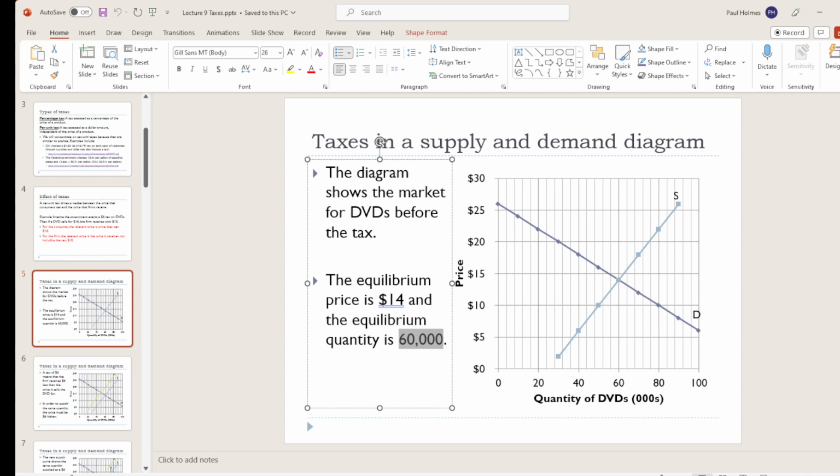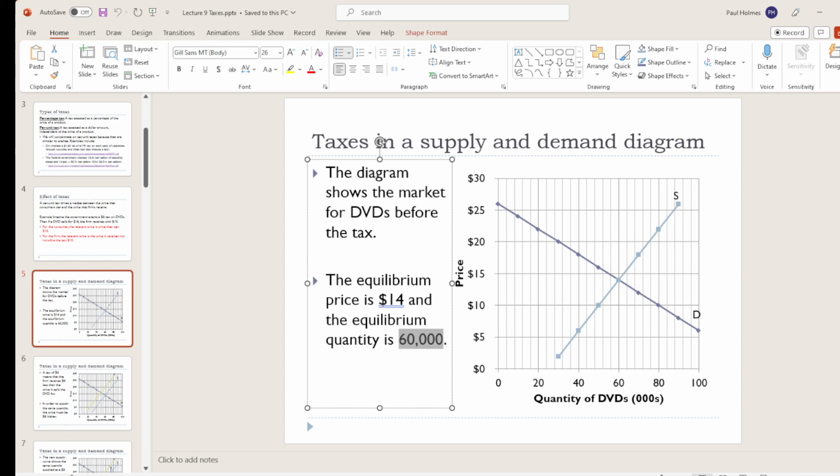So if we had, for example, a $6 tax on these DVDs, how much would the seller need to receive from the buyer in order to be willing to sell the same amount? Let's concentrate on the 60,000 quantity here. In order to be willing to sell 60,000 DVDs, the seller has to end up with $14 after they pay their money onto the government. So the total price to the buyer would need to be $6 higher up here at $20.